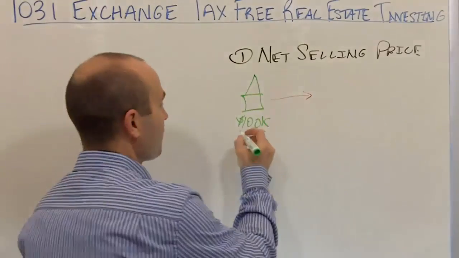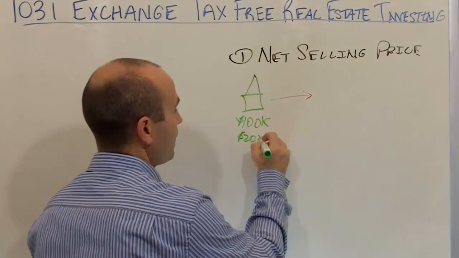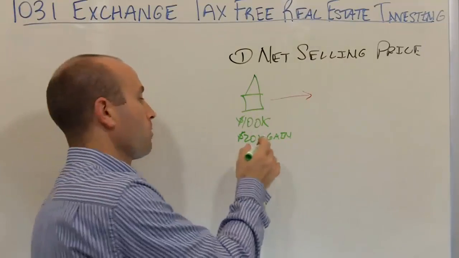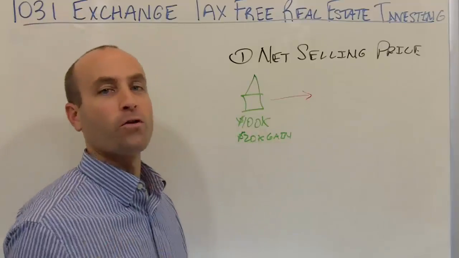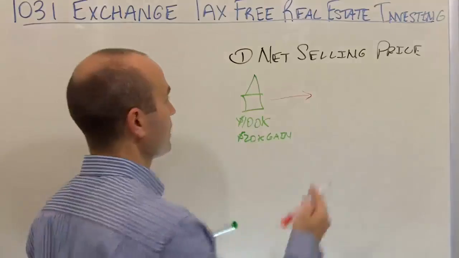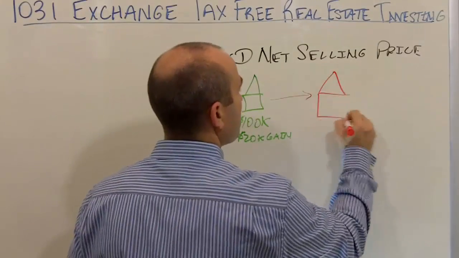Remember we had talked about the idea of a $20,000 gain? That $20,000, you couldn't use that to buy a single family home free and clear for $20,000. No, it doesn't work that way. You have to buy something that's at least that size, if not bigger.